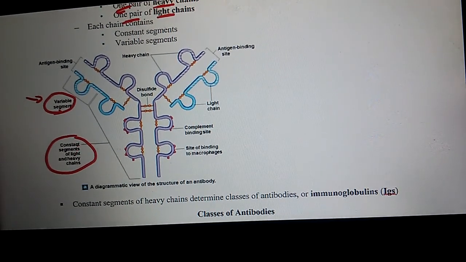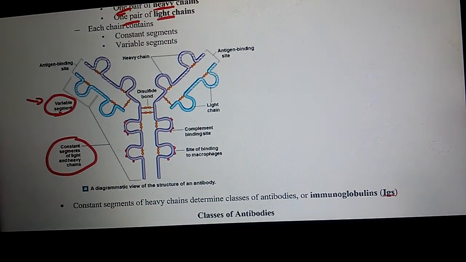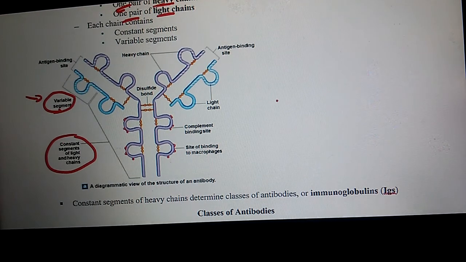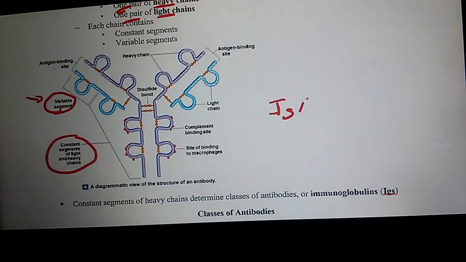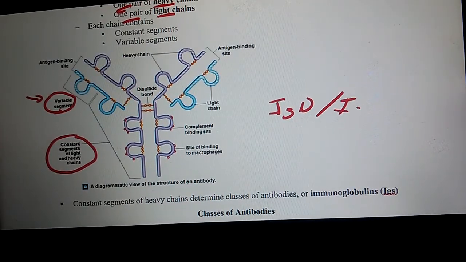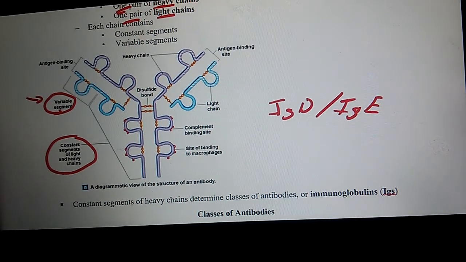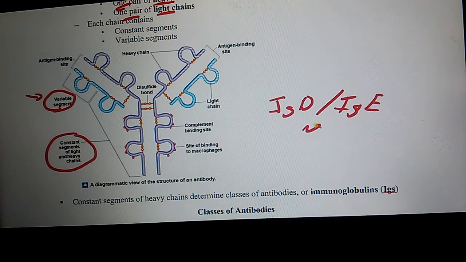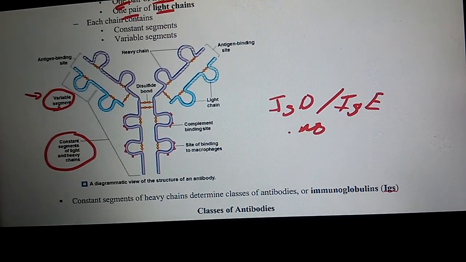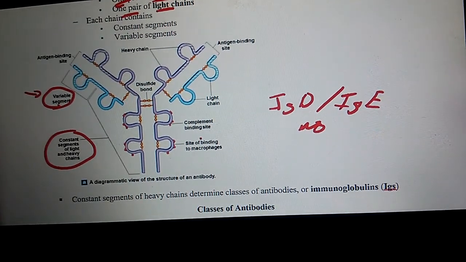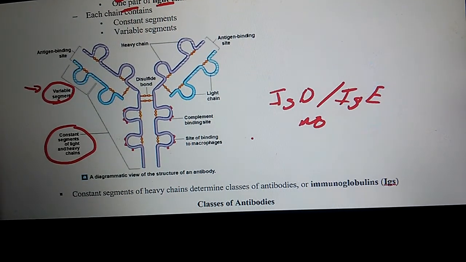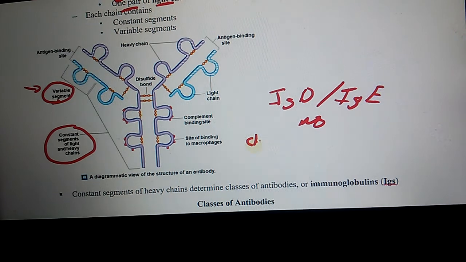Do all IgEs have the same constant region? Yes. Do all IgDs have the same constant region? Yes. If you have an IgD and an IgE, let's say, we're comparing these two. Do these both have the same constant region? And the answer is what? No. So do constant regions separate the antibodies into classes? Yes.